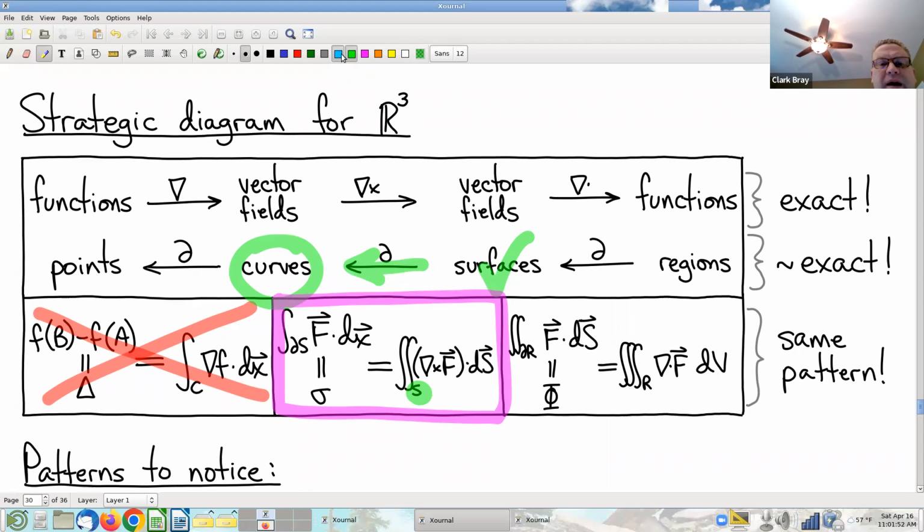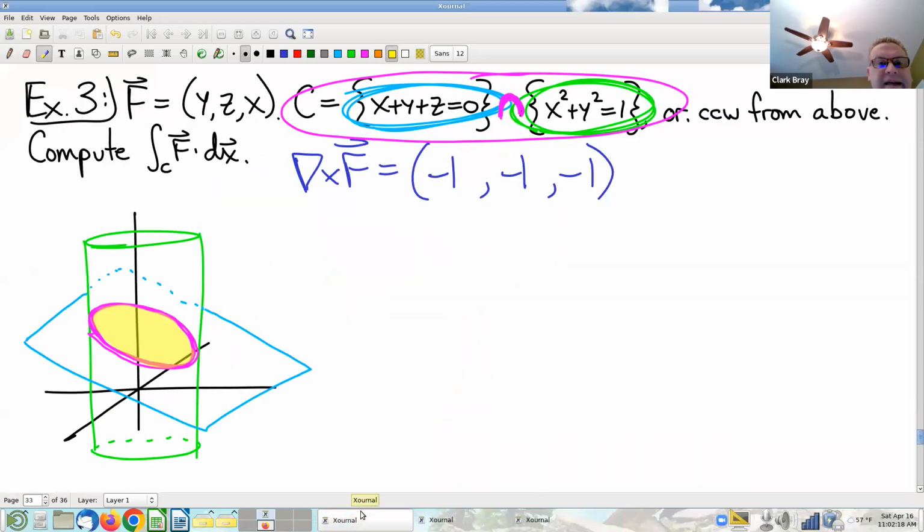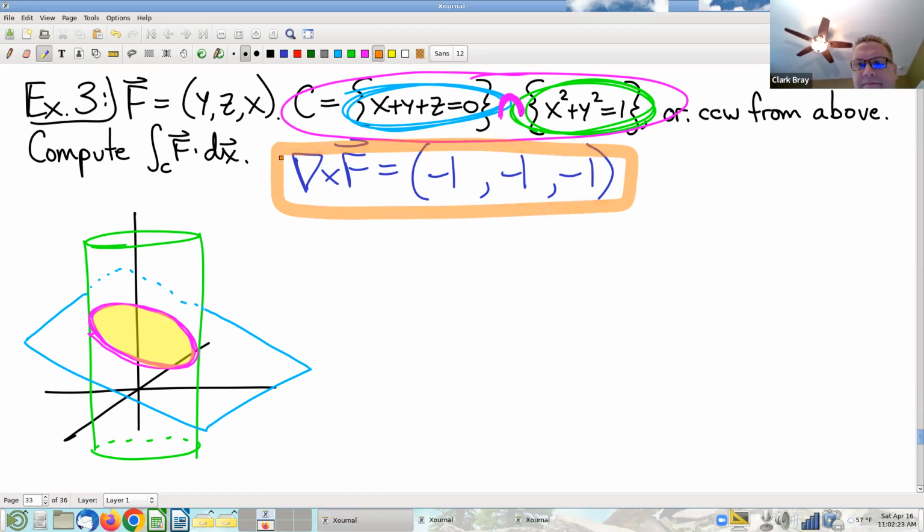I am going to need to take the vector field that I was given, the vector field whose line integral I want to compute. And I'm going to need to find the curl vector field, because that curl is going to be the integrand for my flux integral. Oh, good news. We already computed that curl. Right, here it is, the curl right there.